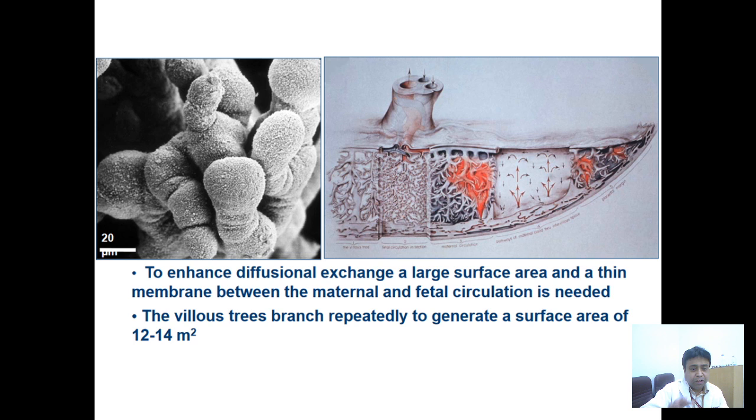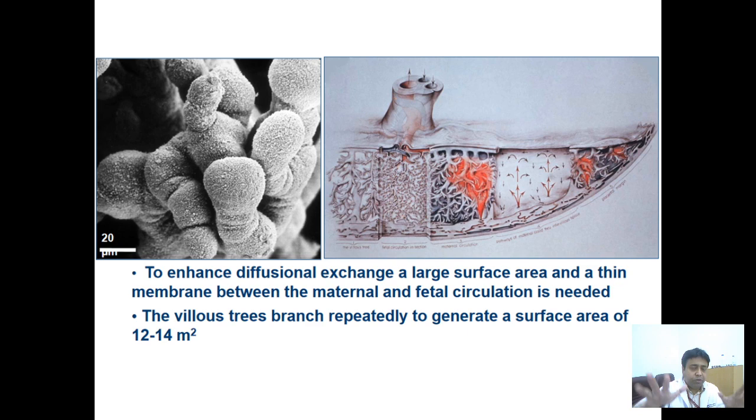So that's the reason we are just walking through it, even though we are not going into too much detail. The villus tree branches repeatedly, so that it can form a mesh and a complex network of finger-like projections. This helps in the efficient exchange of gases and nutrition between the fetal and the maternal components.